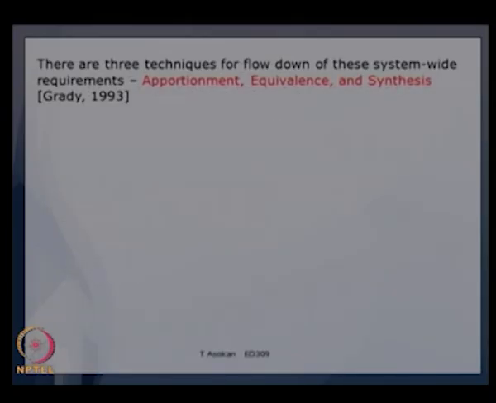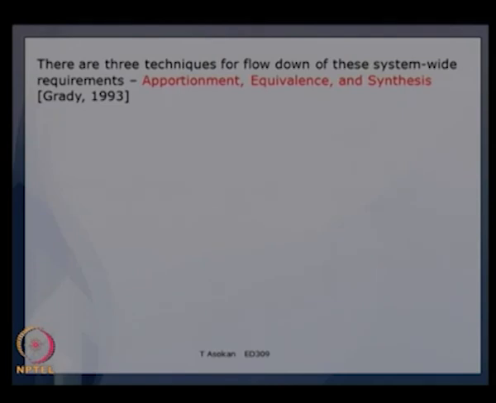There are different ways of doing this. One is known as the apportionment method, the other is known as the equivalence method, and the third is the synthesis method. These are all by Grady, who proposed them in 1993. We can use any one of these methods to allocate the system-wide requirements to its components.